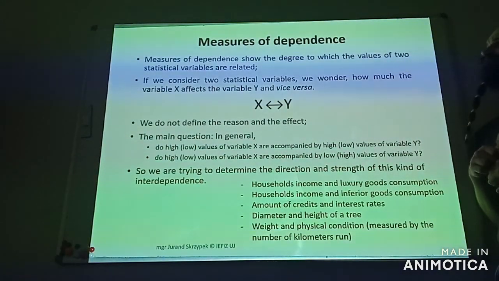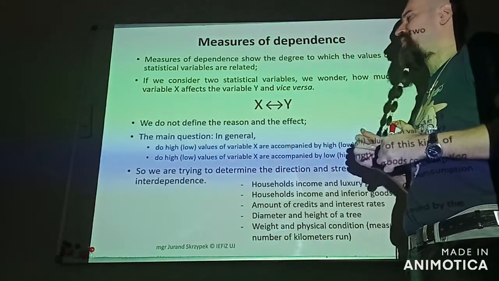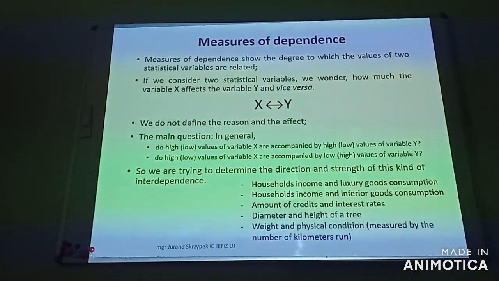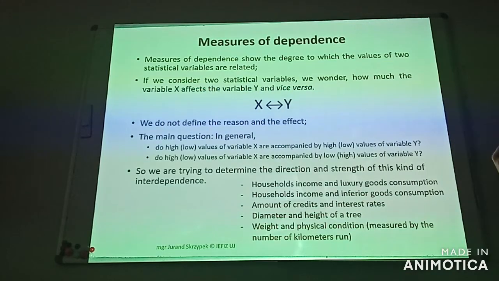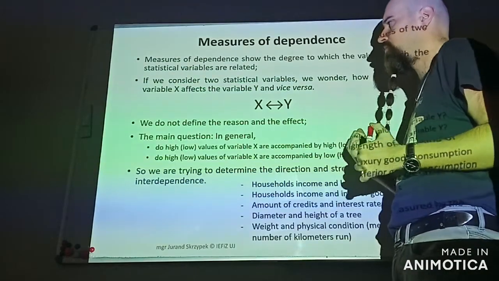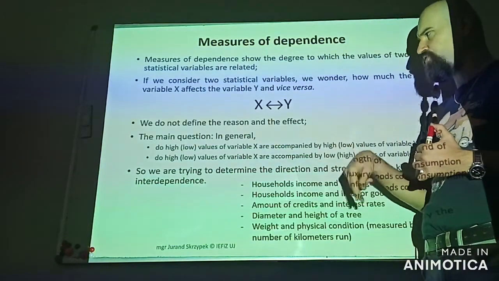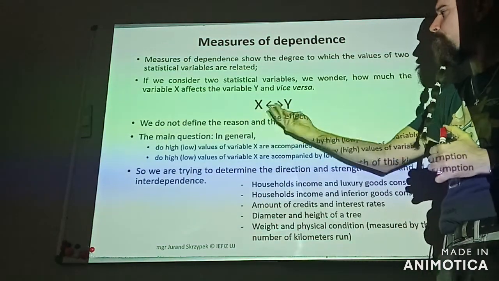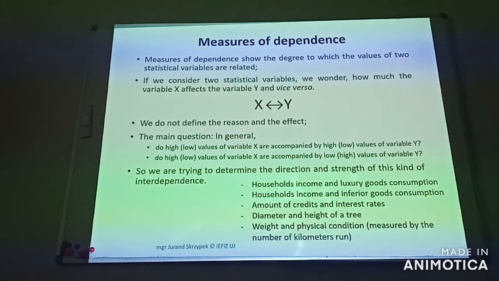At the beginning, the main idea of the measures of dependence. The measures of dependence are a unique group of statistical measures that show the degree to which the values of two statistical variables are related. In other words, we are trying to capture the interrelationship between the values of two variables. For example, the interrelationship between the values of variable x and the values of variable y.